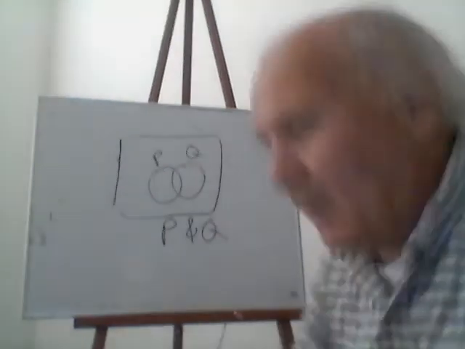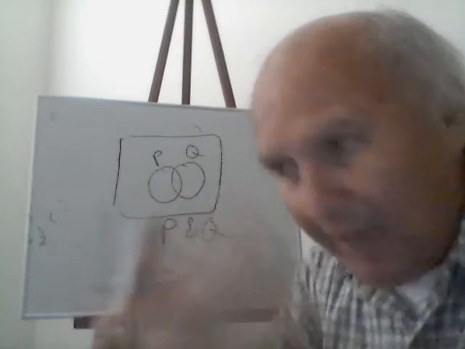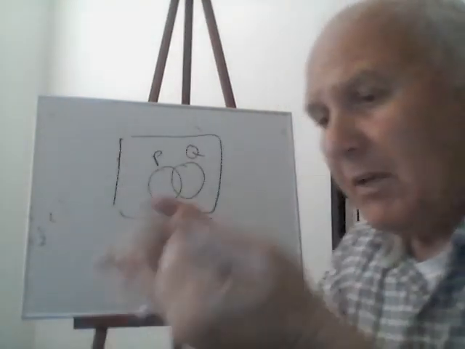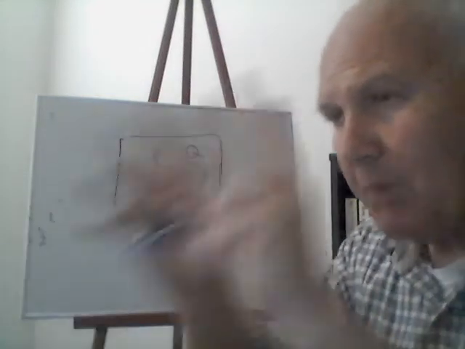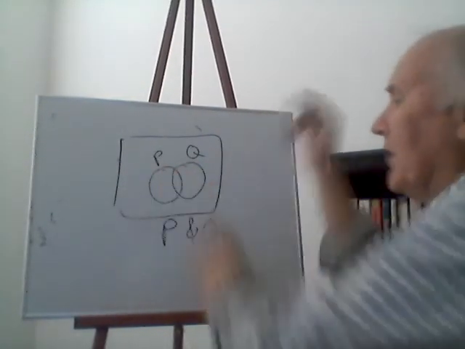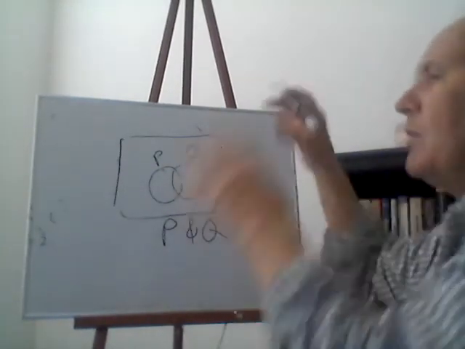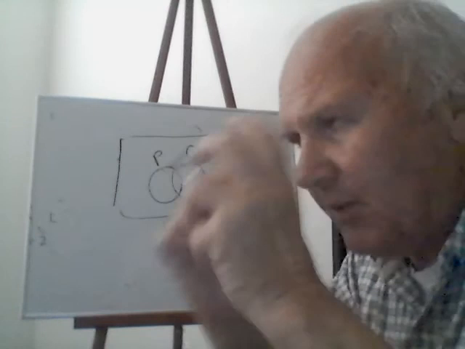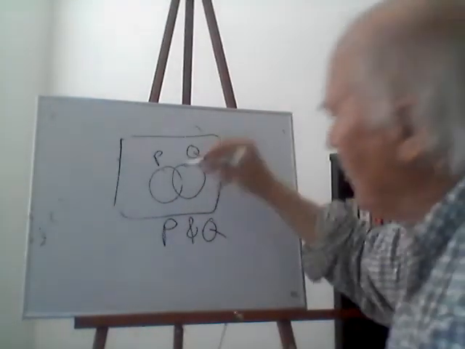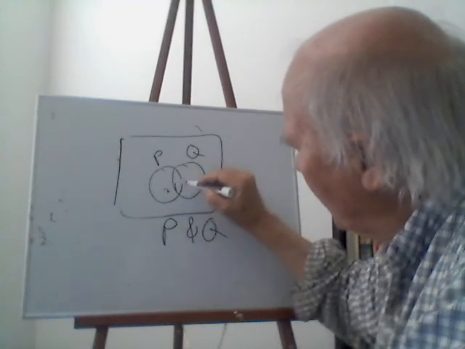Now, if P and Q is true, just using your basic understanding of the word "and" in English, you know what that means is that P is true and Q is true. Both have to be true. Now, we've got 4 sections, 1, 2, 3, 4. The only place in this diagram where we are inside the P circle and inside the Q circle at the same time is this section here, section 1.